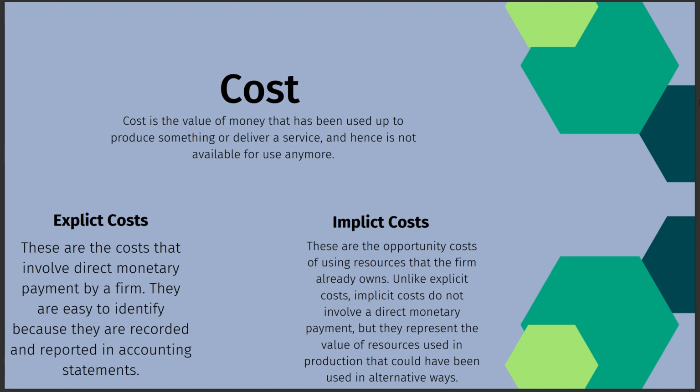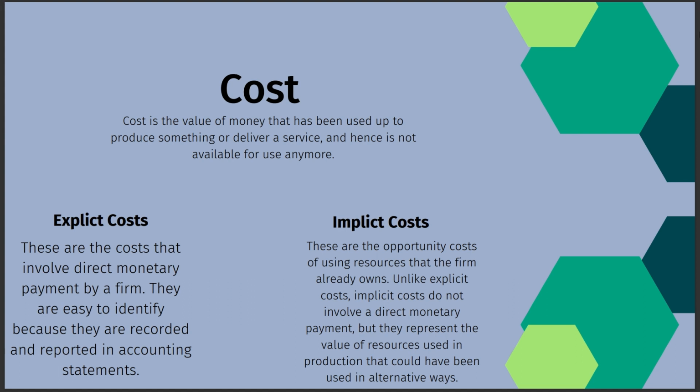There are two types of costs, explicit costs and implicit costs. First, the explicit costs. These are the costs that involve direct monetary payment by a firm. They are easy to identify because they are recorded and reported in accounting statements. Examples of explicit costs include wages paid to employees, rent for office space, costs of raw materials, utility bills, and advertising expenses. These costs are usually deducted from revenue to calculate profit, and they directly impact a firm's bottom line.